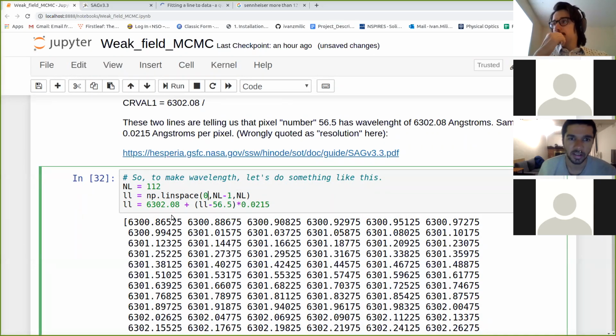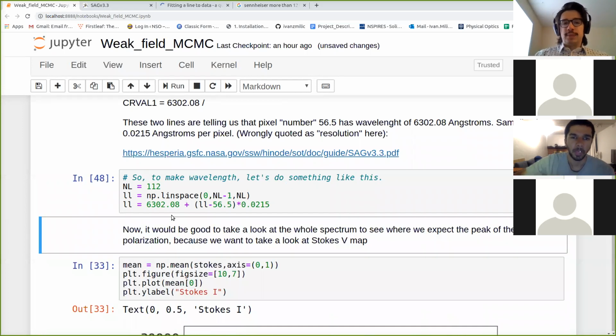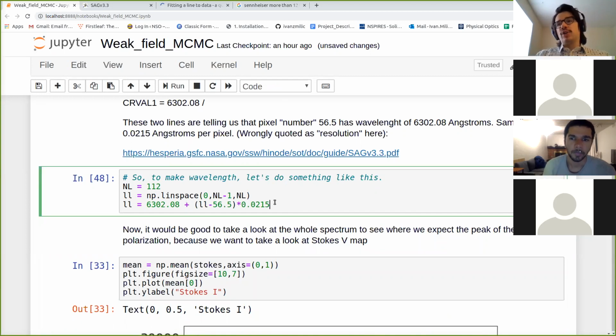Is the difference between the resolution and the sampling the factor of 2? It should be, but for HINODE, it's not. So in the ideal case, if your resolution is, let's say, 20 milliangstroms, your sampling should be 10 milliangstroms in order to resolve these smallest scales according to the Nyquist sampling theorem, right? However, for HINODE, they chose to slightly undersample their data. So the resolution of HINODE is something like 30-something milliangstroms, while the sampling is 21.5 milliangstroms.